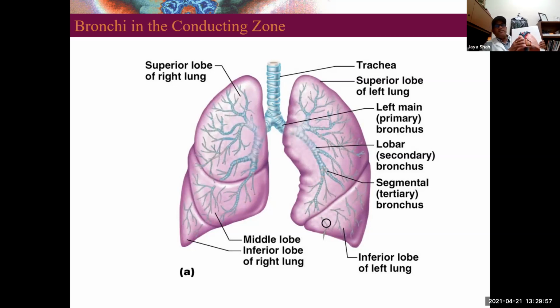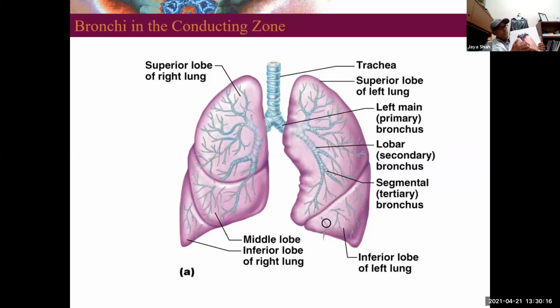So this is the right lung and left lung. How many lobes on the right side? 1, 2, 3. Okay, so on the right side we have 3 lobes. You can see here. On the left side, we have 2 lobes.